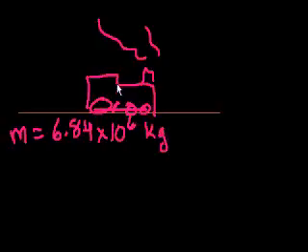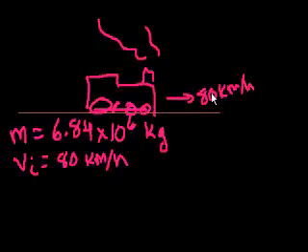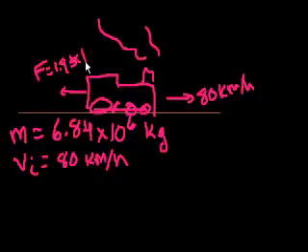It is moving at a speed of 80 kilometers per hour. So we could say its initial velocity, because I think it's going to ask me what happens to its velocity, is equal to 80 kilometers per hour. So it's going this way at 80 kilometers per hour. The brakes, which produce a net backward force, are going to pull backwards. The force is equal to 1.93 times 10 to the 6th newtons.